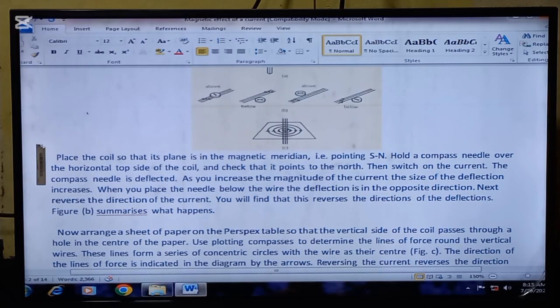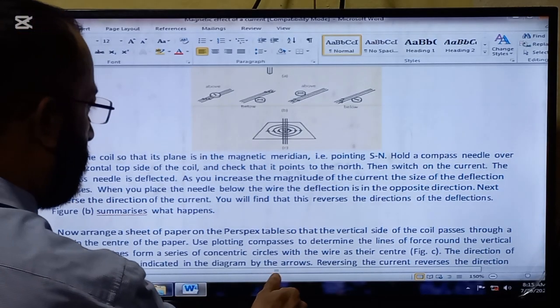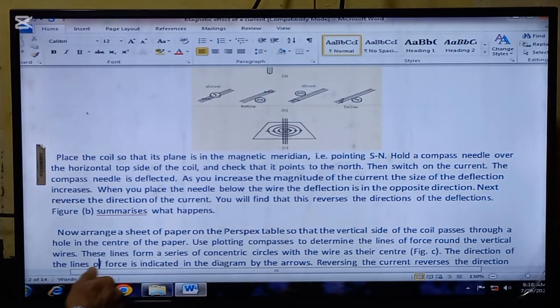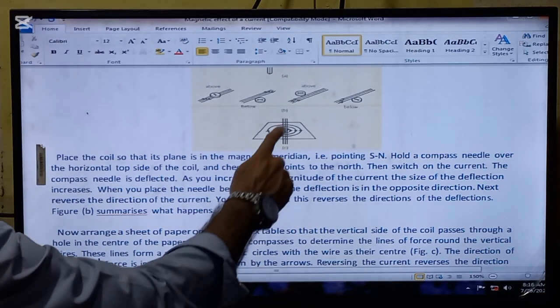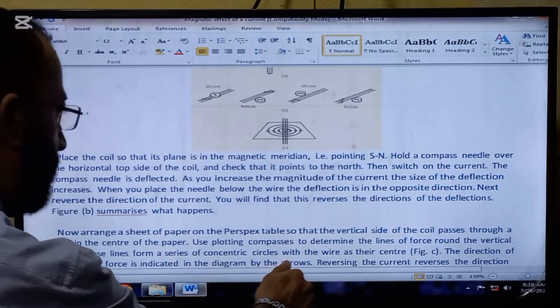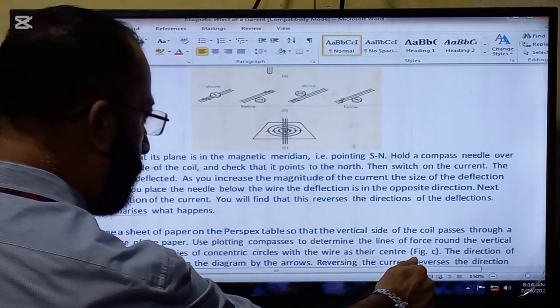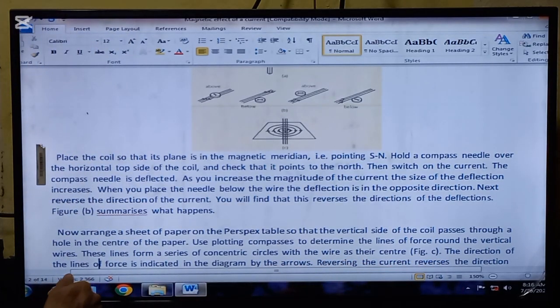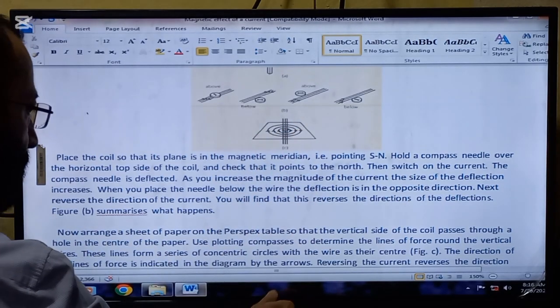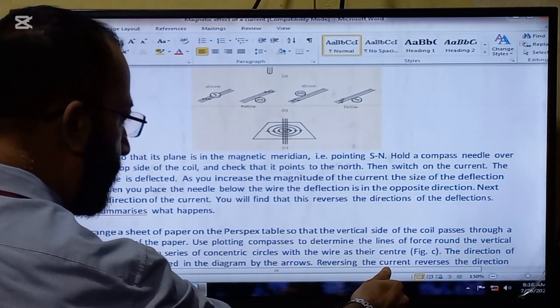Now arrange a sheet of paper on the perspex table so that the vertical side of the coil passes through the hole in the center of the paper, like this one. Use a plotting compass to determine the lines of force around the vertical wires. These lines form a series of concentric circles. So look now, concentric circles will be formed with the wire as their center.